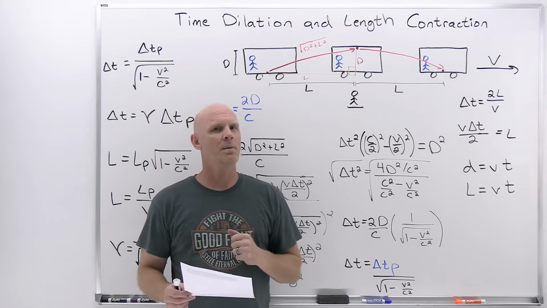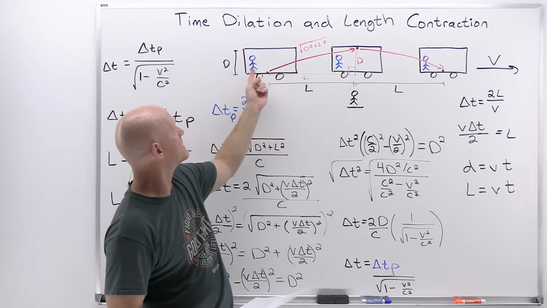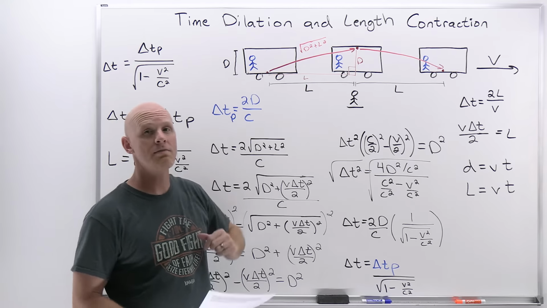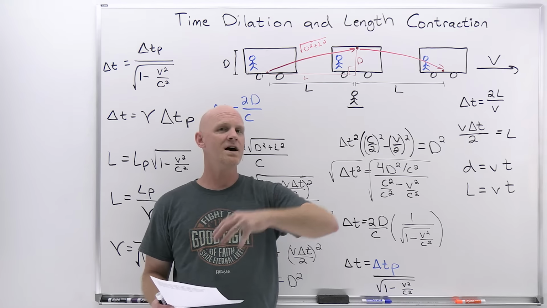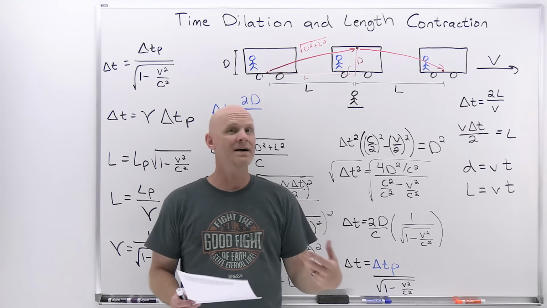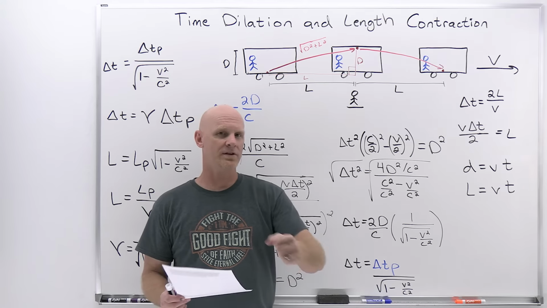So we talked about how proper time was defined, and we decided it was defined for the observer that was on the train, because the two events, the starting point for where we're measuring time and the ending point for where we're measuring time, happened at the same location relative to him.